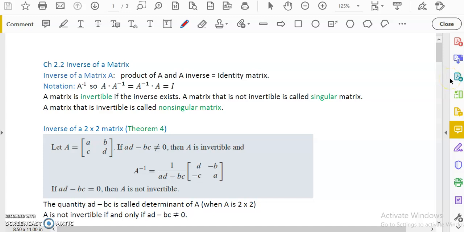Hello, linear algebra student. This video is for chapter 2.2, part 1. We're going to look at something called the inverse of a matrix.